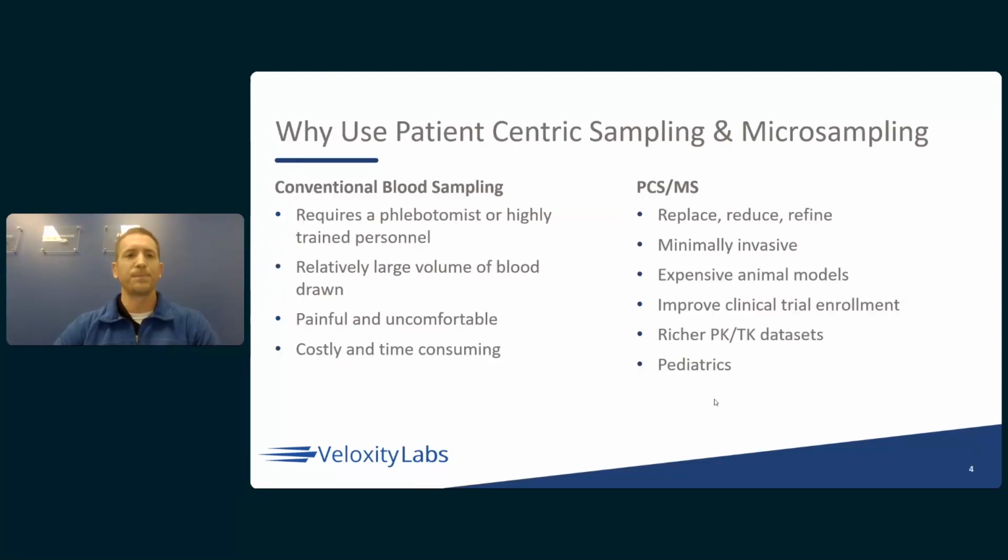So the question we get a lot from our collaborators is, why would you use patient-centric sampling and microsampling? If we think about just conventional blood sampling for a clinical study or even just an animal study, this is going to first and foremost require you to have a phlebotomist or some type of highly trained in vivo person to take the samples. And you're also going to be collecting a relatively large volume of blood.